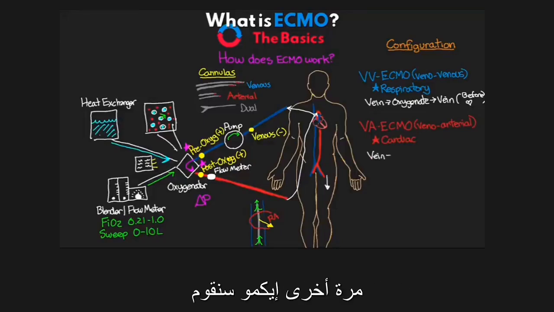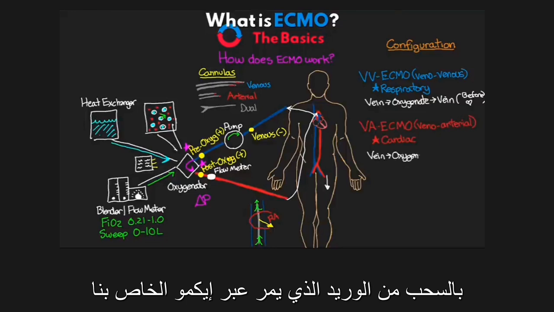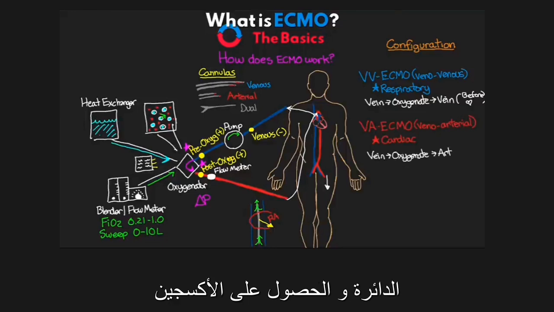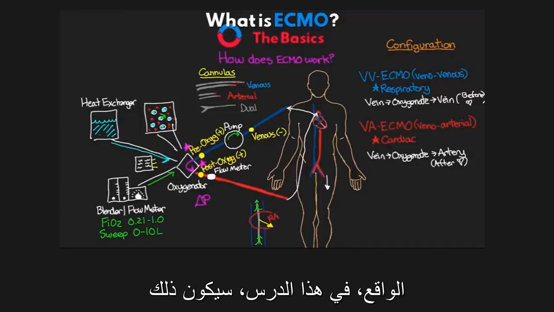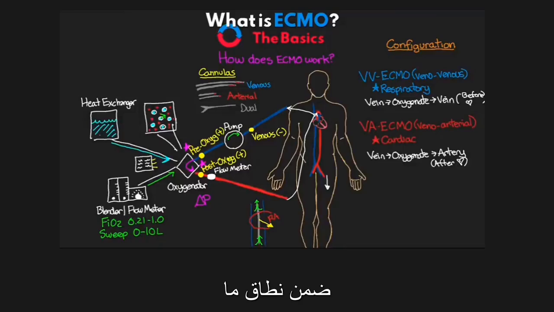So again, VA ECMO, we're going to be pulling from a vein, going through our ECMO circuit and getting oxygenated, but then returning to an artery after the heart. Now, these are our two basic ECMO configurations that we're going to see. There are other configurations, but really for this lesson, that's going to be the scope of what I'm going to talk about here. All right, so now let's talk about why it is that we would use ECMO for our patient.